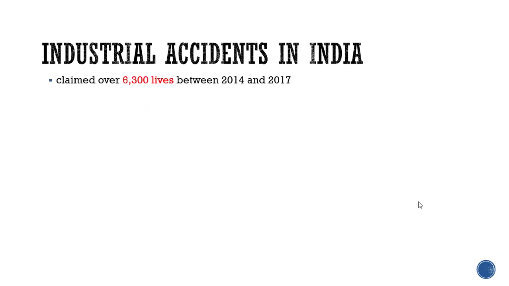It is a survey taken by the Hindu group, a newspaper group. Between 2014 and 2017, more than 6,300 people died because of industrial accidents in India. The survey was done between 2014 and 2017, and the cases taken into consideration are between those years.